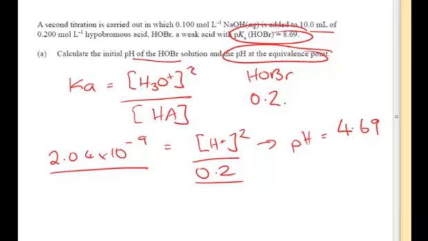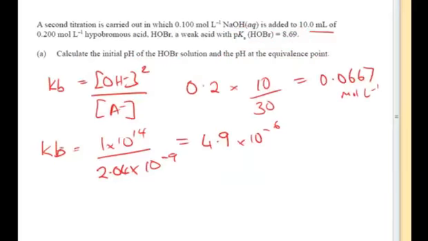And we're also asked to calculate the pH at equivalence point, so we just have to go a little bit further for that one. Now, at the equivalence point, obviously the weak acid is now turned into a weak base, so instead of using the Ka, we use the Kb equals OH minus hydroxide ions squared over the concentration of the weak base. We need to convert Ka into Kb, which we just do by dividing 1 times 10 to the negative 14 by 2.04 times 10 to the negative 9, or Ka. And that will give us the answer for Kb.